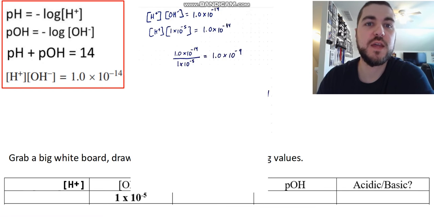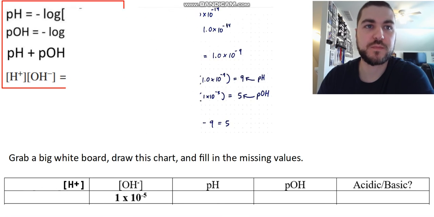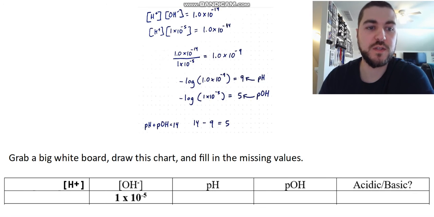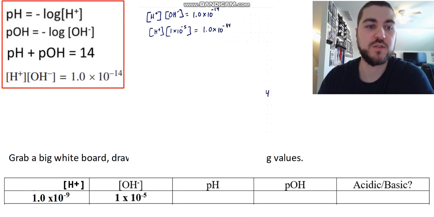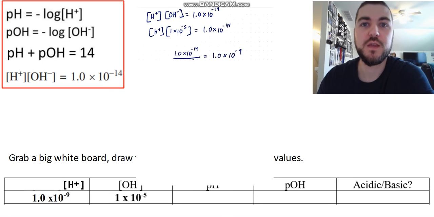And then from there, I can take 1.0 times 10 to the negative 14th and divide it by 1 times 10 to the negative 5th. And when I do that, I get 1.0 times 10 to the negative 9th. Now, what is this value? Well, this value is going to unlock the H+ concentration. So now our H+ concentration has been added to our chart.